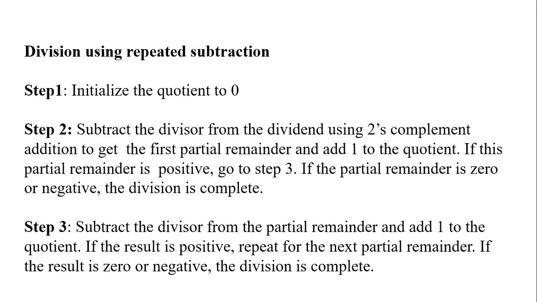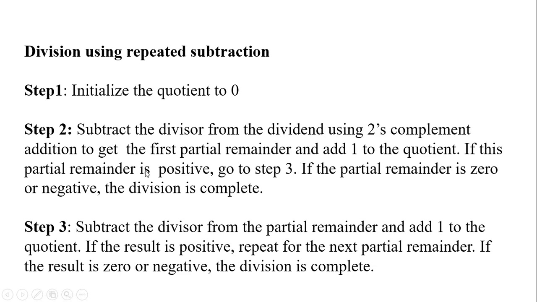Division using repeated subtraction. Division is basically repeated subtraction. The procedure to use repeated subtraction for division is as follows. Step 1, initialize the quotient to 0. Subtract the divisor from the dividend using 2's complement addition. We have seen in 2's complement subtraction how to transform it into addition. So use 2's complement addition to get the first partial remainder and add 1 to the quotient.